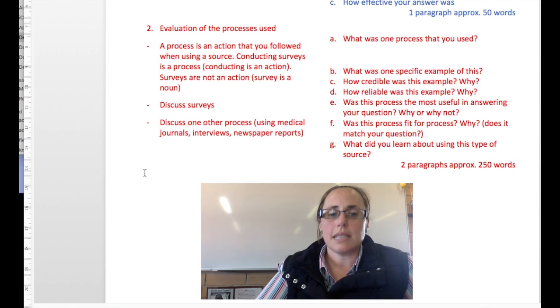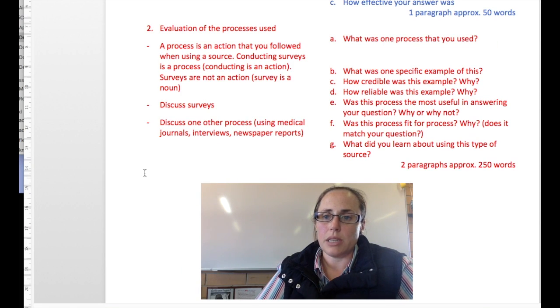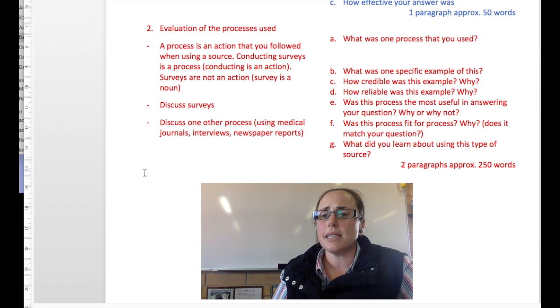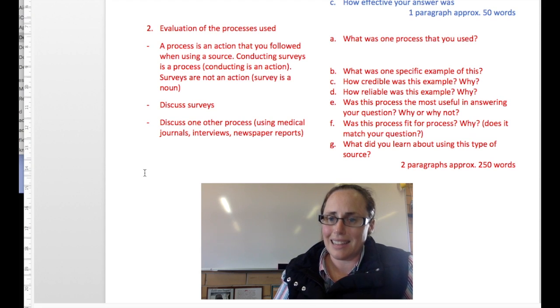So the second part of your research practices evaluation I'm going to be asking you to do is the evaluation of the processes used. In this section, I want you to evaluate, in particular, one of your surveys, and I want you to pick another process that you used and evaluate that. This asks for the processes.